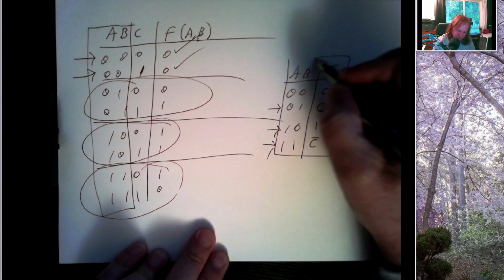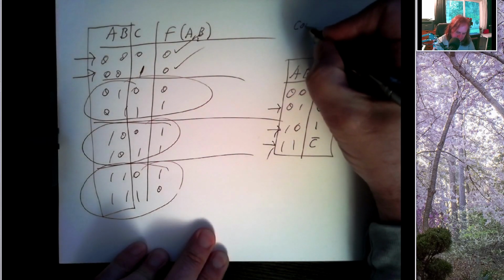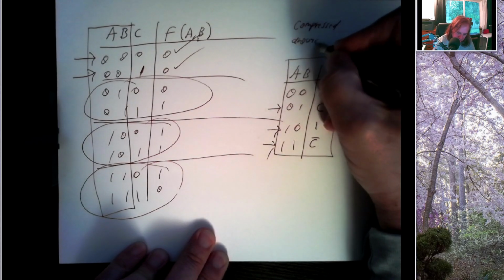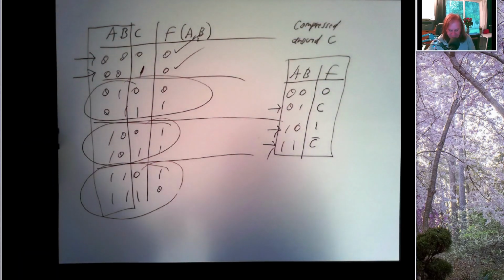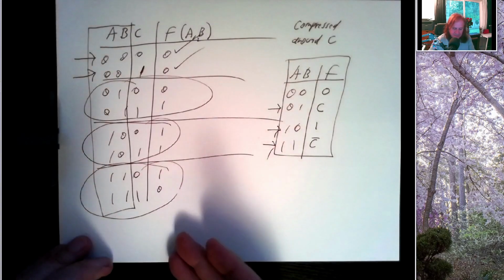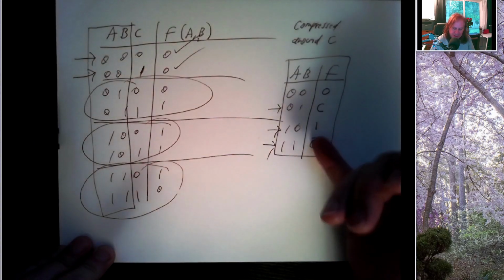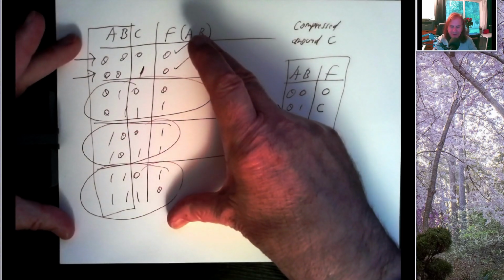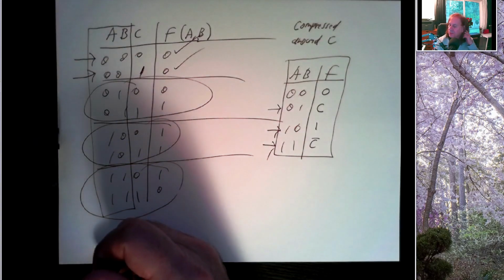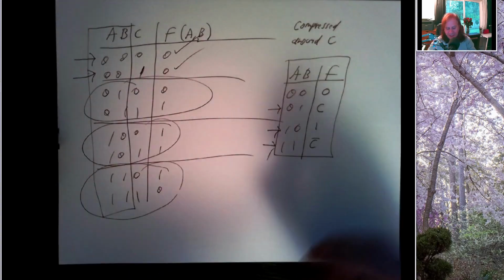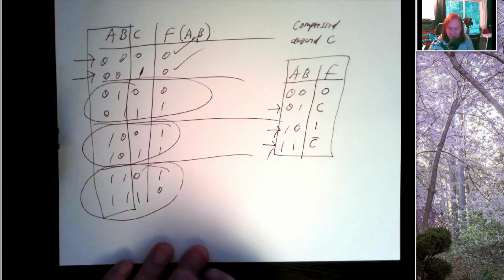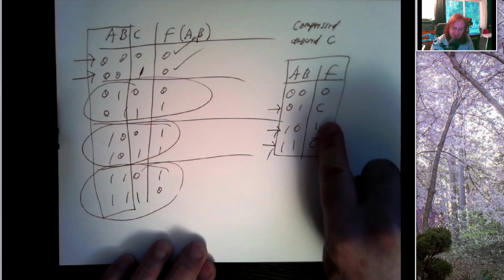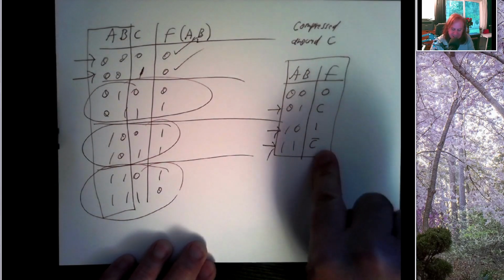So this is a simpler truth table, and we say we compressed around c. In other words, we removed c from the set of inputs, and we allowed c or its complement to appear in the output column. So we've taken a function of three variables that had 8 rows in the truth table, and we've expressed its behavior in a smaller truth table with only 4 rows, but with the added twist that the output is not always just a 0 or a 1. Sometimes it's also got this c in it.